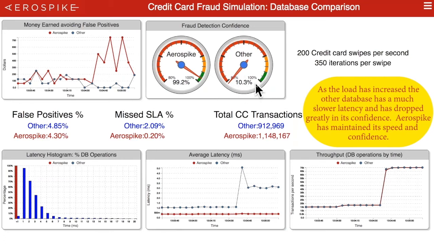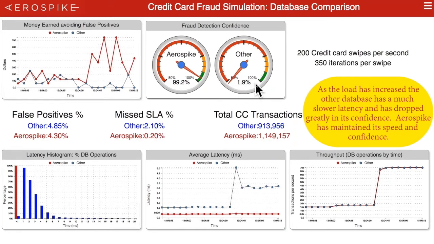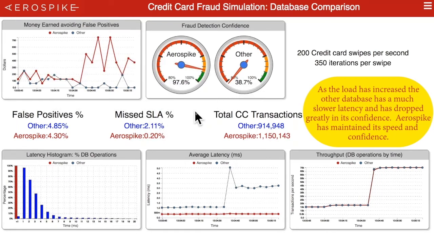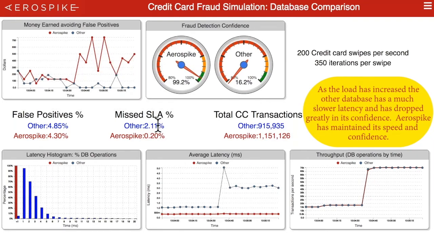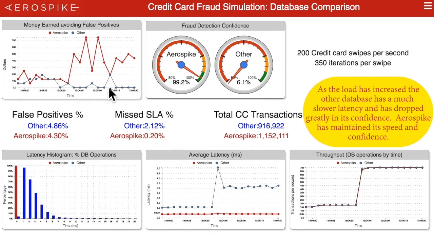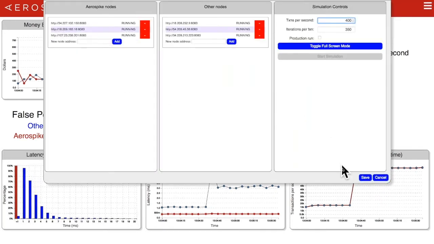However, we notice that the confidence factor has gone down considerably. It's less than 80% for the other, and the reason for that is because they are now missing SLAs. The more they miss SLAs, the more their confidence factor is affected, the fewer false positives they end up finding, the fewer dollars they end up saving. Let's crank it up a little more to see what more throughput does to it.